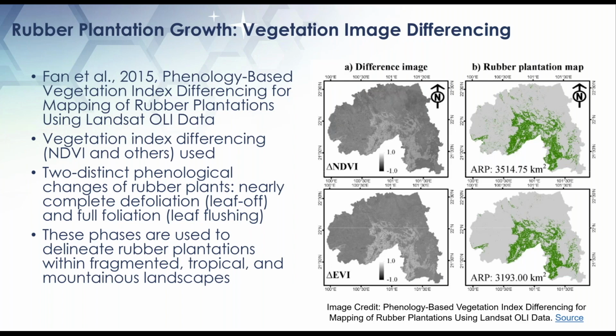Fan et al. used a vegetation index differencing approach to map rubber plantations. So this is a little different than analyzing change between two time periods. It identifies rubber plantations by taking advantage of the two distinct phenological stages, leaf off and full foliation. These two distinct phenological stages enable identification of rubber plantations compared to the surrounding vegetation. This is a very common way of identifying certain land cover types by looking at two different time periods. So this approach could then be used to look at the expansion of rubber plantations over time.